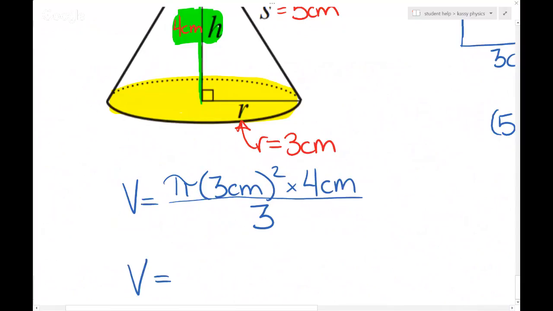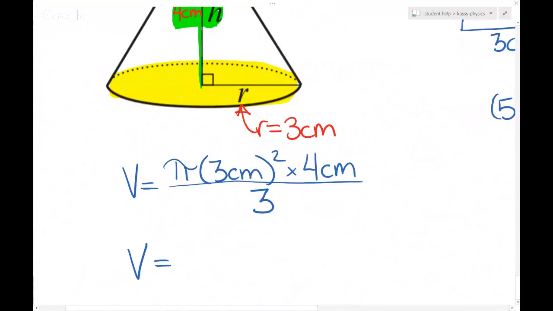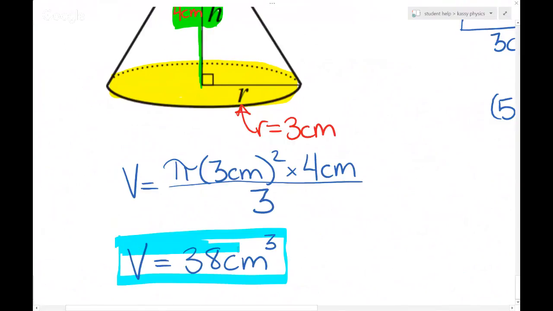Now I can just do that right on my calculator. That's precisely what I'm going to do. Pi times 3 squared times 4 divided by 3, and I get 37.69. Since we have no decimals in the question, I'm going to round that to 38 and say this is 38 centimeters. And of course, that's going to be centimeters cubed because it's a three-dimensional shape, and a three-dimensional shape always needs to have a three-dimensional unit. In this case, cubic centimeters.